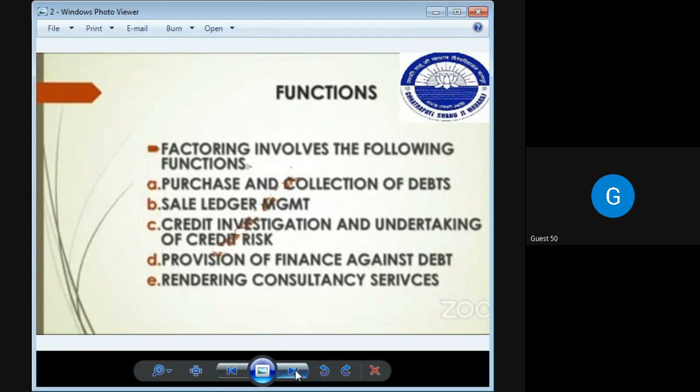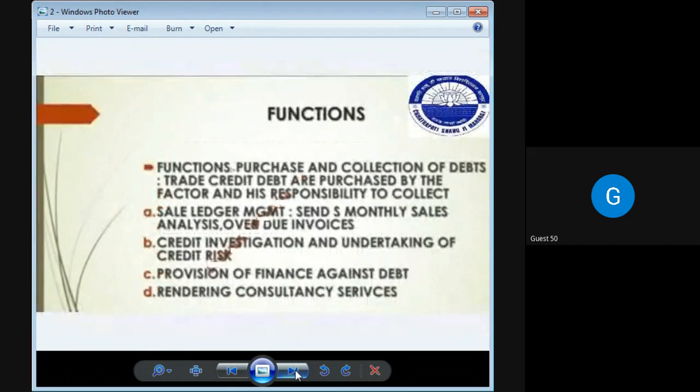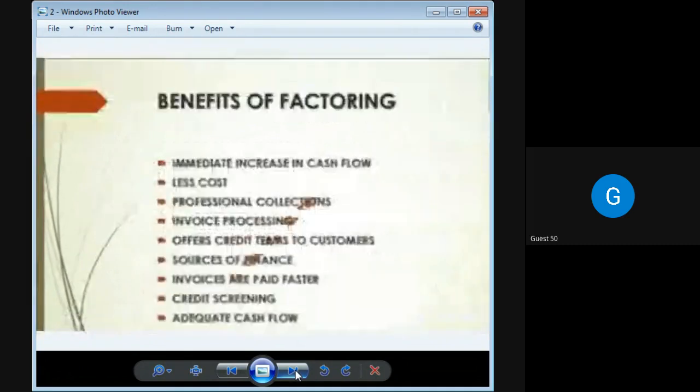it should be recoverable in both senses. Means if purchaser pays the debt amount, the paid amount should be paid to the factor. And if it is not, then factor will recover from the seller. Okay. What are the benefits of factoring? Immediate increase in cash flow.